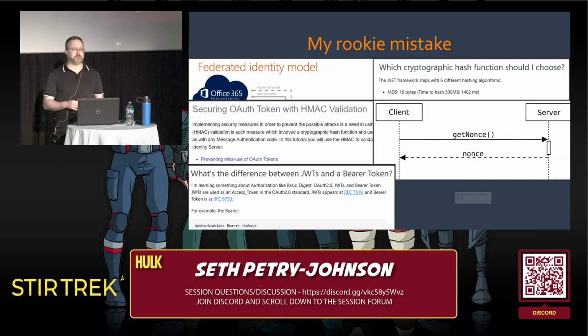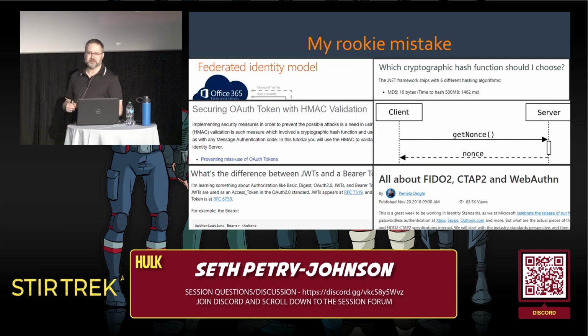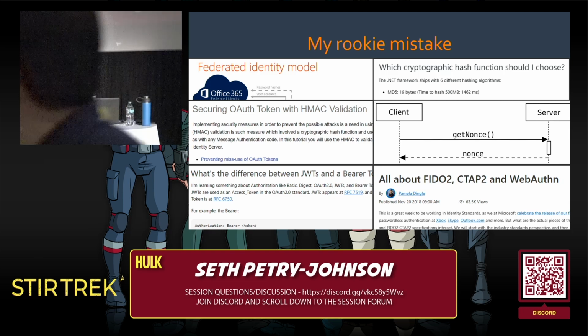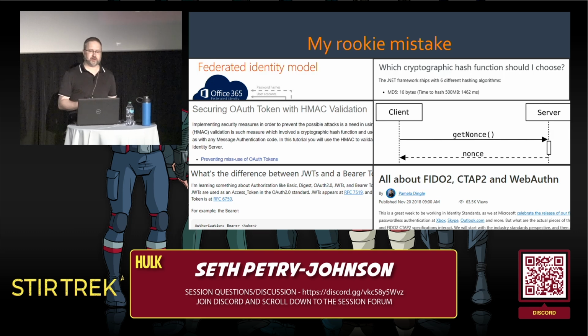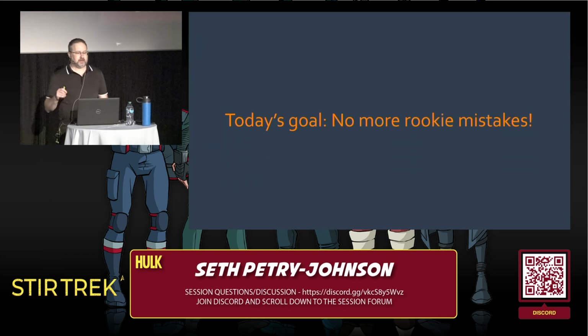There were articles about federated identity systems and cryptographic hash functions and multiple versions of this thing called OAuth, and a whole bunch of acronyms and terminology that I didn't understand. It was all really daunting. I was in a hurry, so I cobbled together some code from Stack Overflow, and shocker, I shipped a security defect.